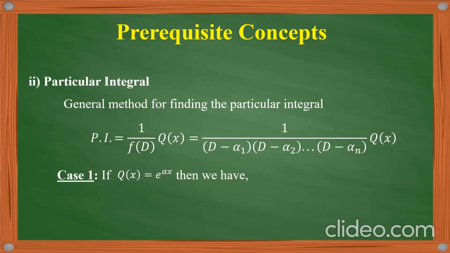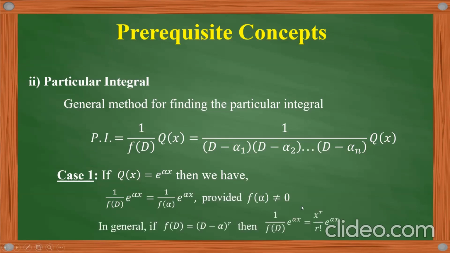But if our Q(x) is of the form e^(alpha x), then our particular integral will be like this. In this equation, we just need to replace D by alpha, provided that f(alpha) is non-zero. But if our f(alpha) is equal to 0, then we will use this technique. First of all, we will rewrite our f(D) in this format, that is (D minus alpha) raised to r, and then we will apply this method, that is x^r by r factorial into e^(alpha x).